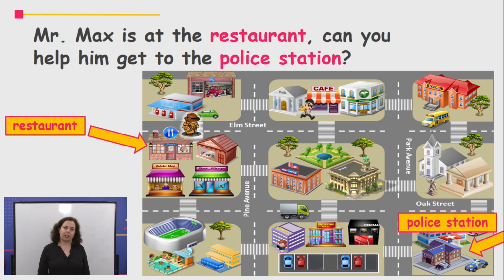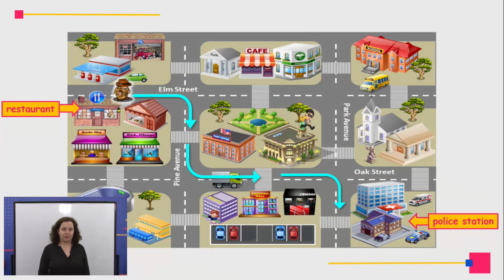Look at the screen. This is how he went. Mr. Max went from Elm Street. He turned on to Pine Avenue. And then he turned again, he turned right, depends how you look at the map. He turned right on Oak Street and he got to the police station.